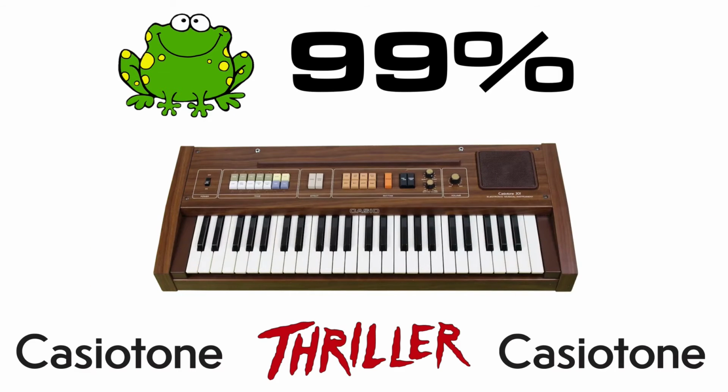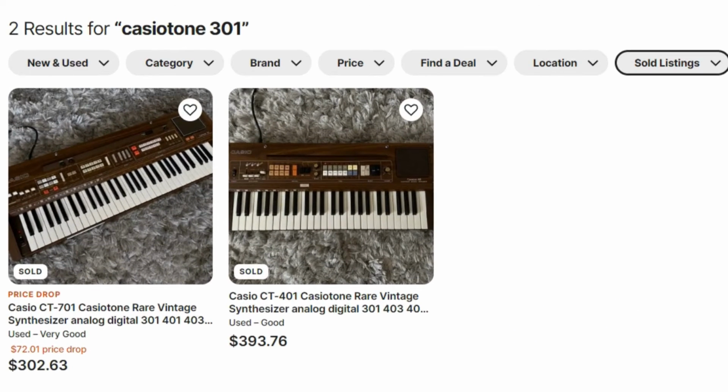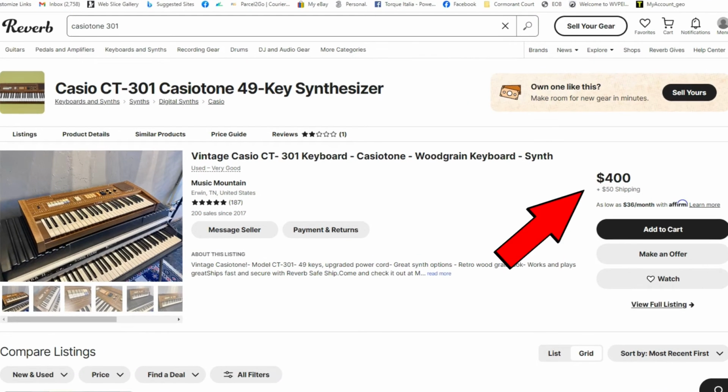Starting off with the 301, Reverb shows no sold listings, and the two Casiotones you see there are actually a 401 and 701 that had 301 in the item description, causing a false hit. I checked for an active listing and did find one being offered at $400.